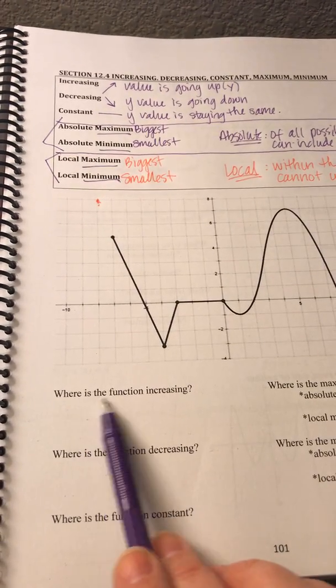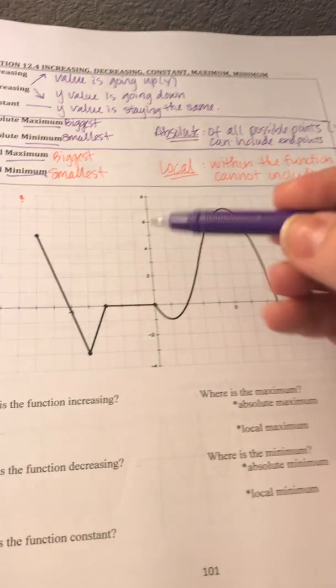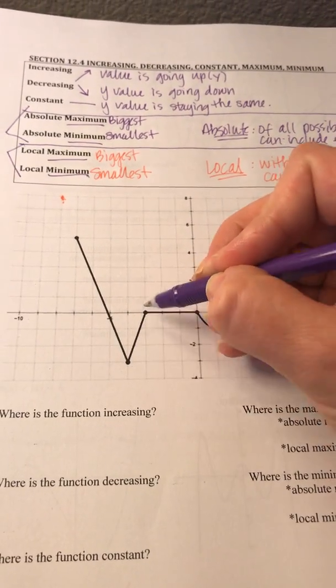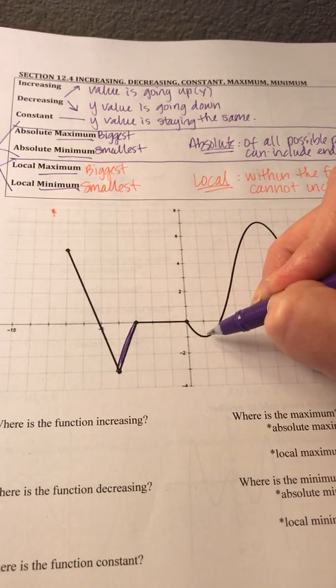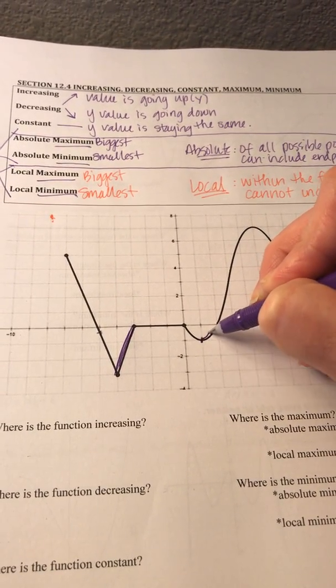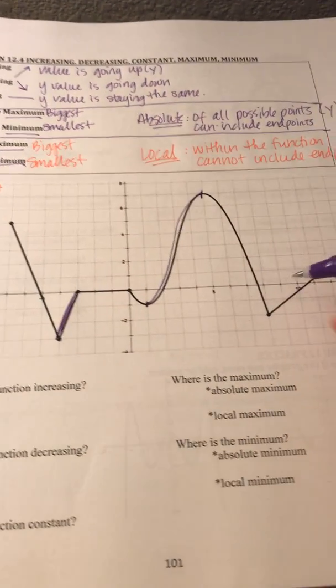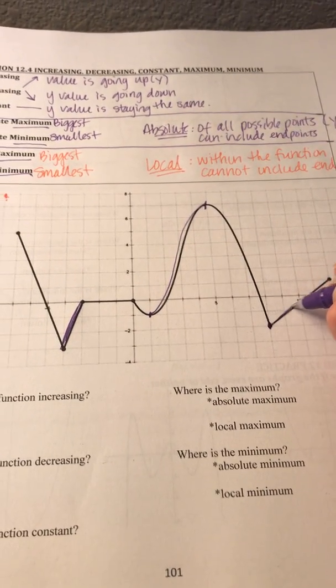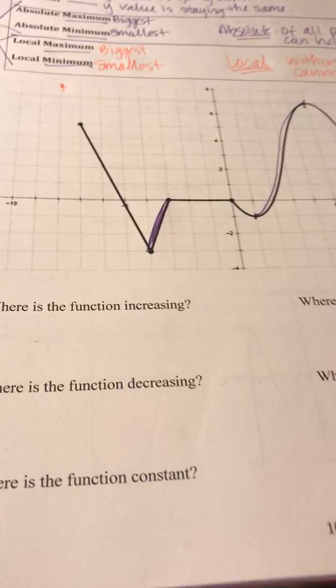First of all, where is the function increasing? So I'm going to go in and identify where it's increasing. I see an increase here. I also see it increasing from here to here. And I also see it increasing from here to here. Okay? Remember, we want to write this in interval notation.